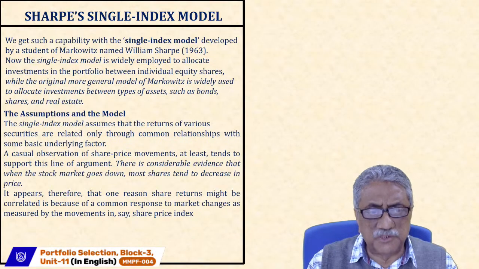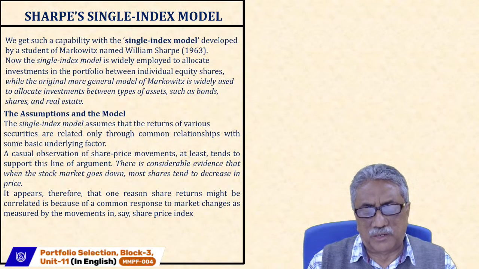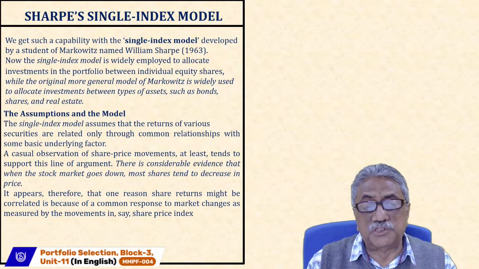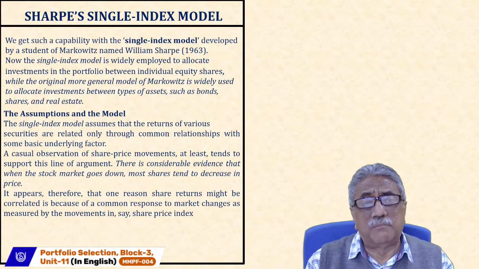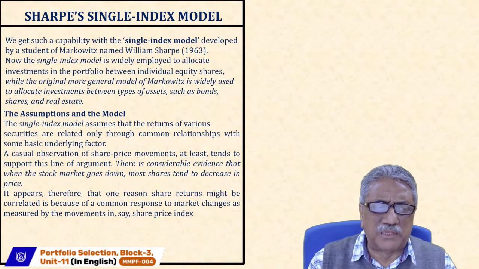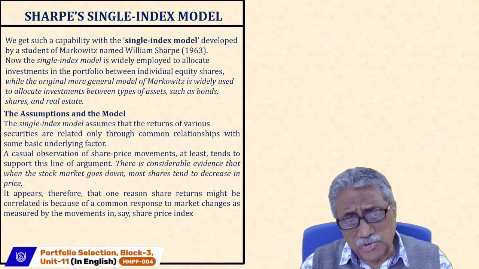A casual observation of share price movement at least tends to support this line of argument. I'm sure you all agree. What do you mean by that? Every day you find that some prices have gone up, some prices have gone down. Something has happened, that is why this has happened. Some underlying factor. And this also is correct.